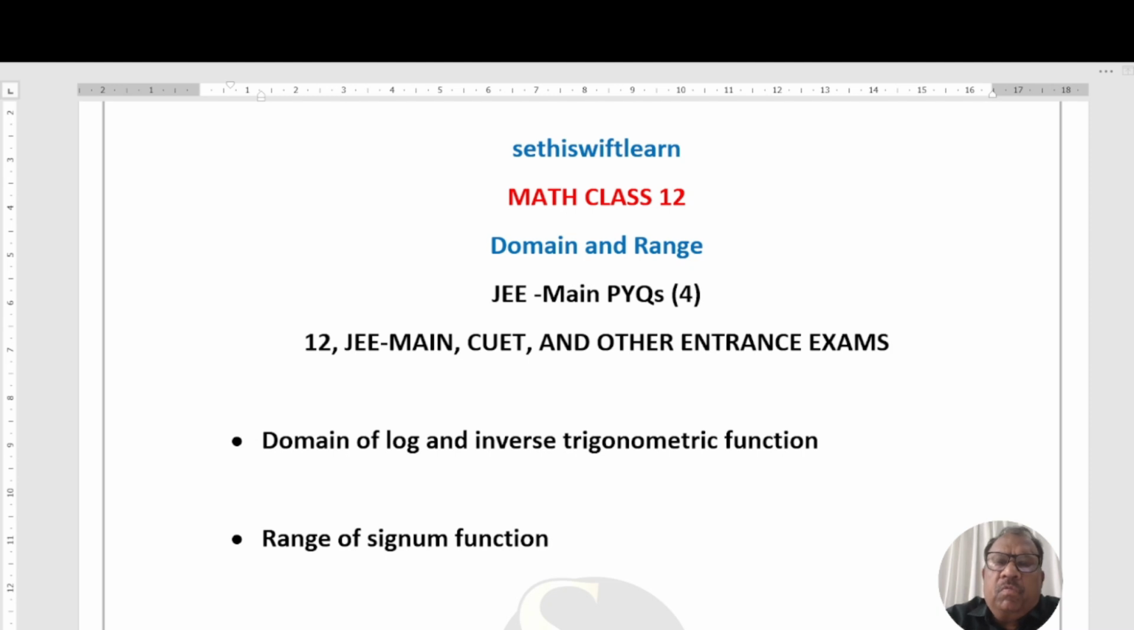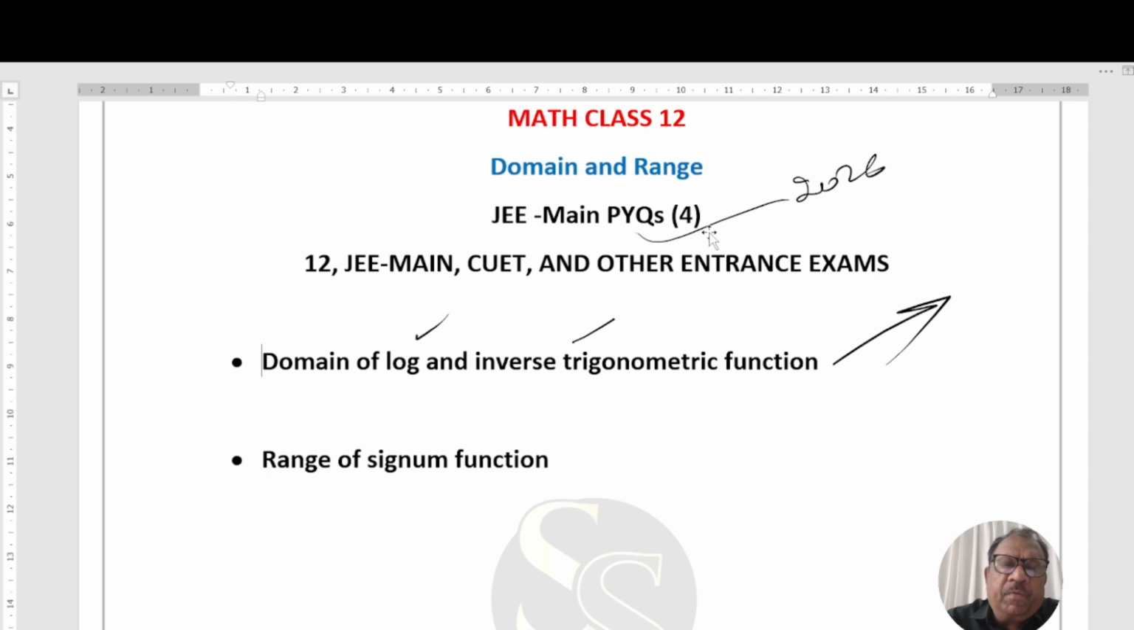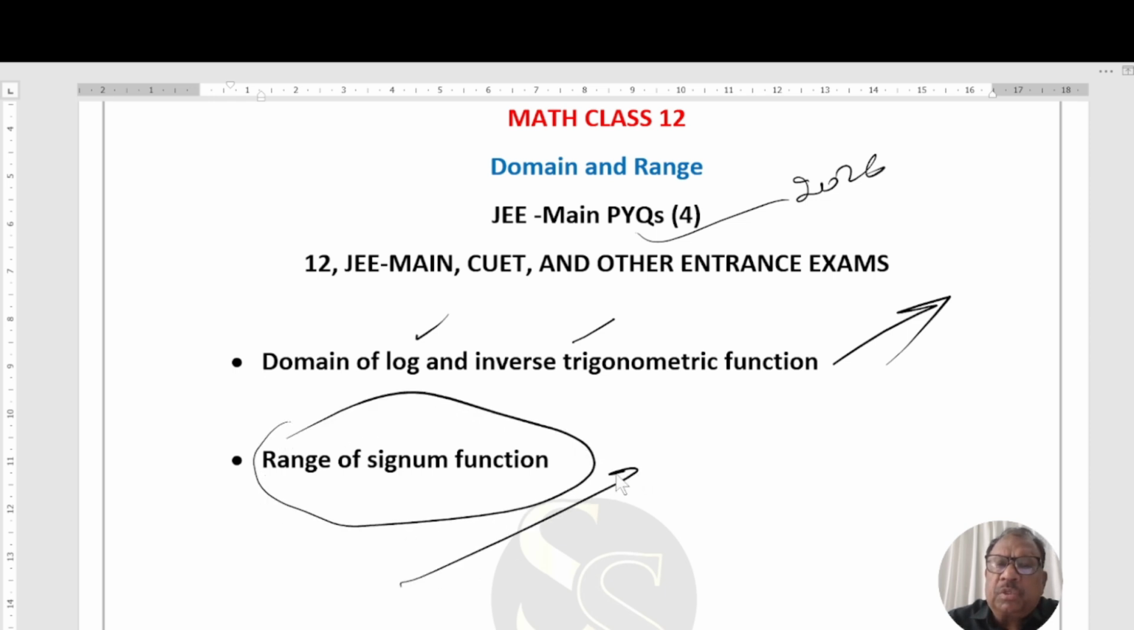Right? Next question. In this session, we have gone through the concept of this and this using illustration taken from JEE Main PYQ 2026. If any doubt, please comment. Further, we are going to discuss the concept of range of signum function through illustrations taken from JEE Main 2026.